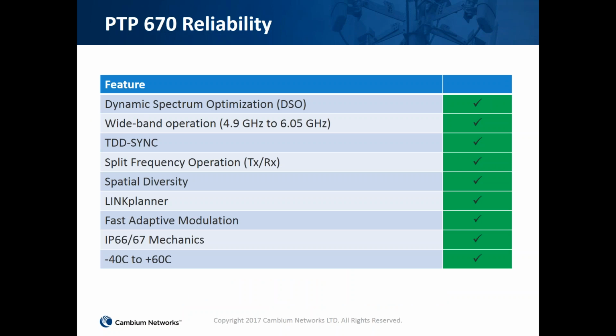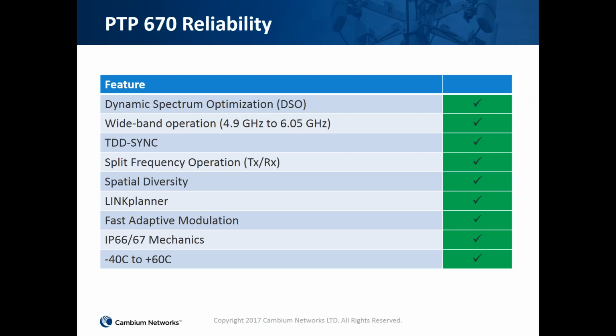The PTP 670 is highly reliable. I'm going to focus a little bit on DSO, which stands for dynamic spectral optimization. As you know, if you deploy any radio in the real world, you have a lot of interference. The interference could be transient because of birds flying by or trees moving around, or it could be based on the rising noise floor because of other radios in the sector, or it could be a new installation of a radio right opposite to yours, interfering by using the same frequency channel.